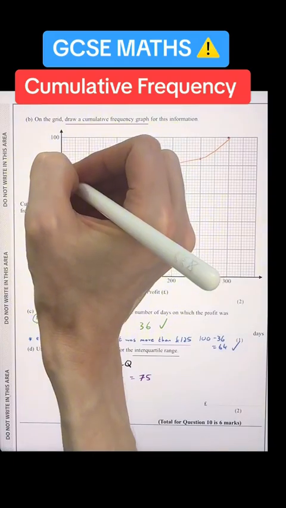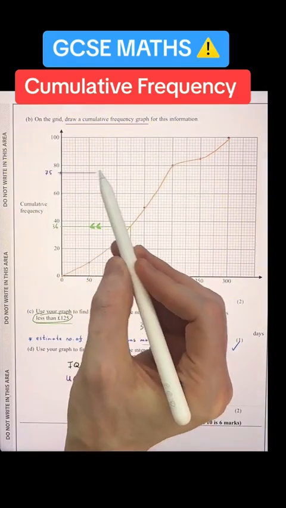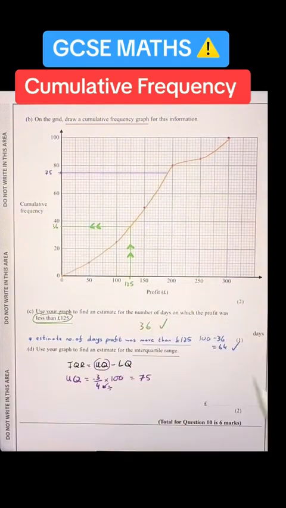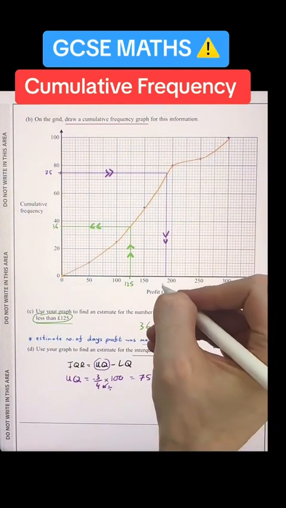I now find 75 on my cumulative frequency axis. I now draw a line to meet my cumulative frequency graph. And then I always read down, and that gives me 190.